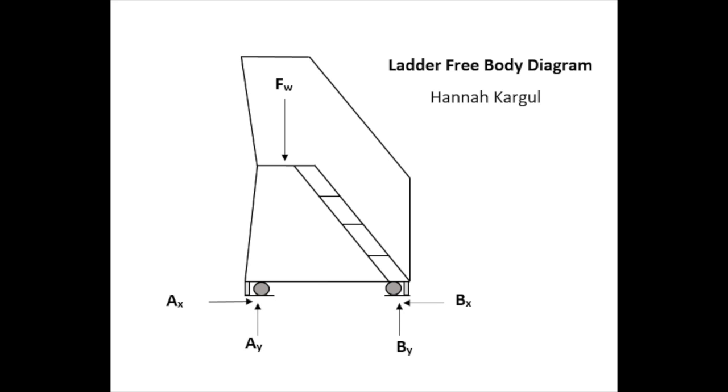Since there's no force being applied to the rails of the ladder, the rails are considered zero force members in this example, so there are no forces shown in the free body diagram. This structure could be improved by adding additional supports in the base or in the railings of the ladder.